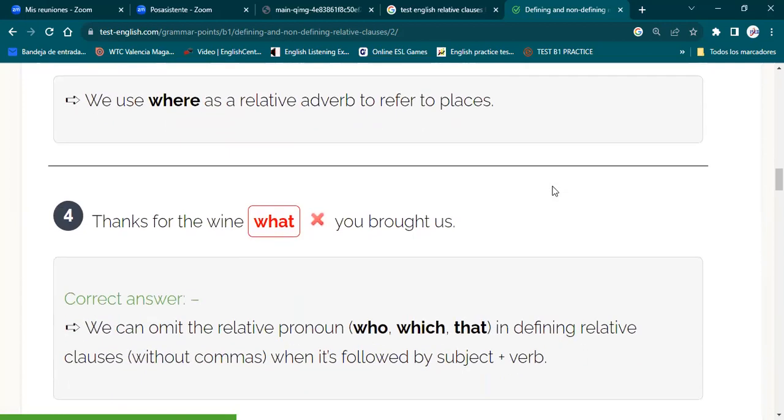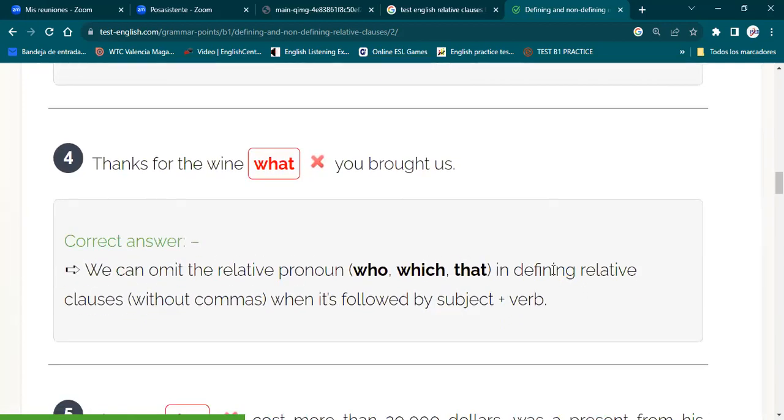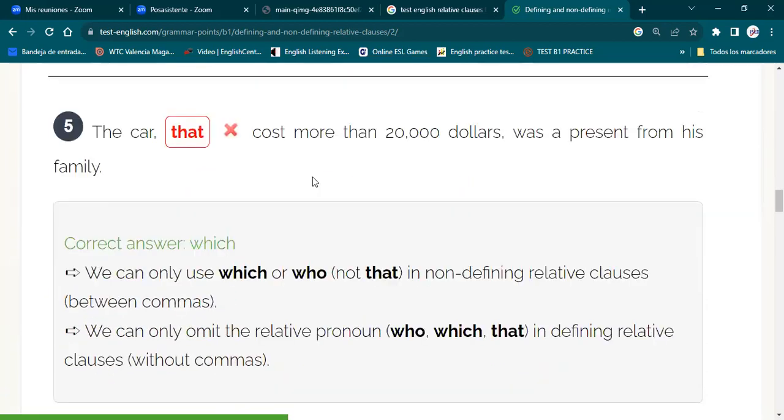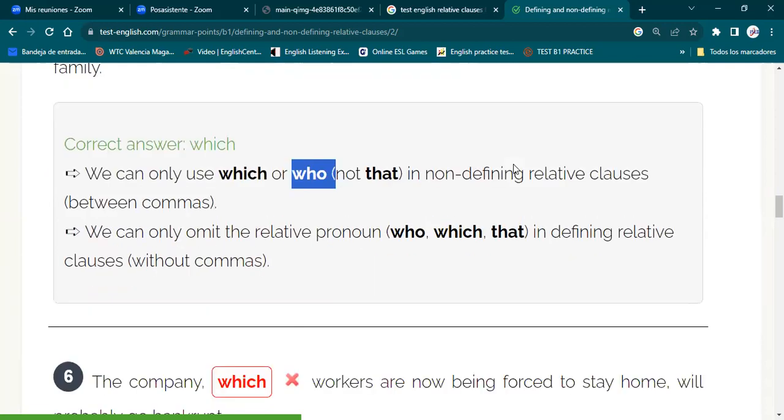Where, place. Thanks for the wine. We can omit in defining relative clause without commas when followed by subject and verb. Thanks for the wine you brought us. So it's thank you for the wine you brought us. The car, we can only use which or who, not that in non-defining. Cuando no tiene comas, no puedo usar that. But which or who. The car, which costs more than $20,000, because who is for people.